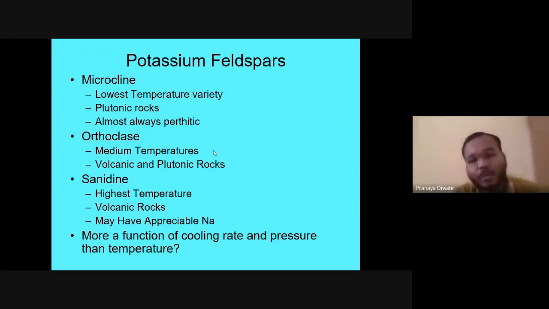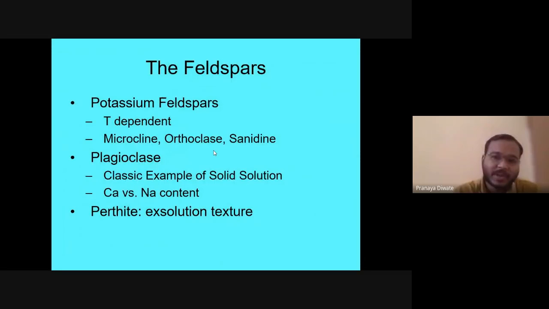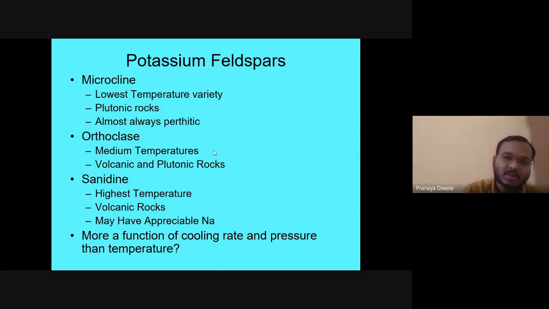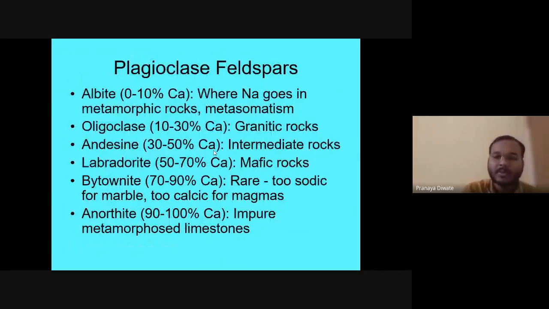This one is also known as K-feldspar, earlier known as orthoclase feldspar. So feldspar is basically divided into two parts, potassium and plagioclase. This is how you can identify the potassium feldspar. Then the plagioclase feldspar is again divided into different minerals, which is known as the albite-anorthite series. This is the name of the series for the plagioclase.